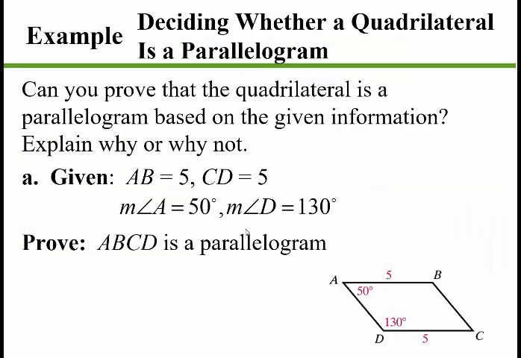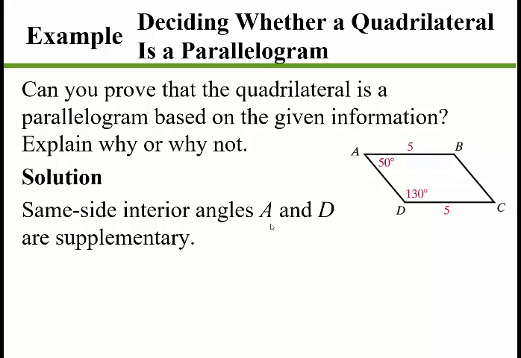All right, let's work a problem. Can you prove that this quadrilateral is a parallelogram based on the given information? Let's explain why or why not. I'm given that AB is equal to 5 and CD is equal to 5. And I'm given that the measure of angle A is 50 and the measure of angle D is 130. So can I prove by extension that this is a parallelogram?